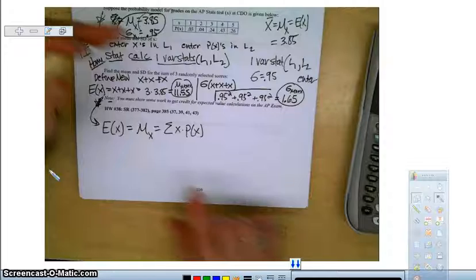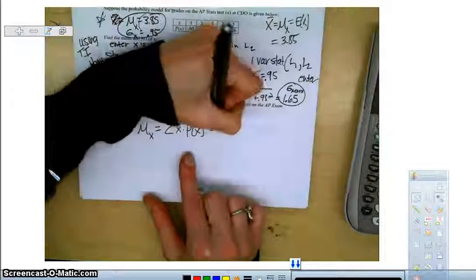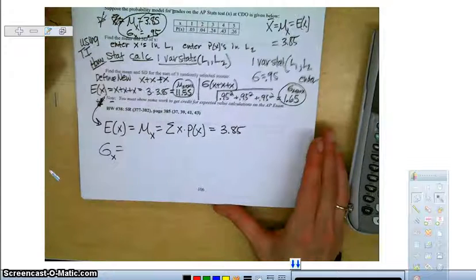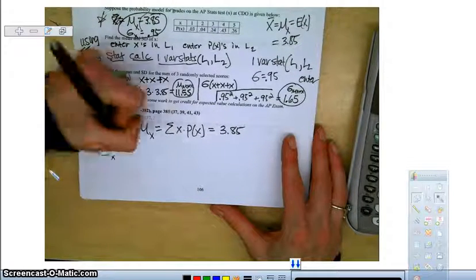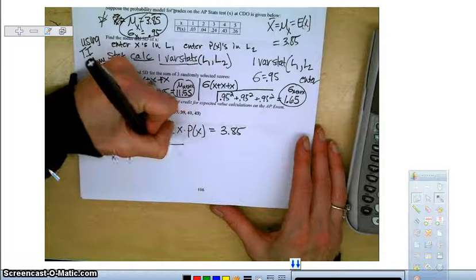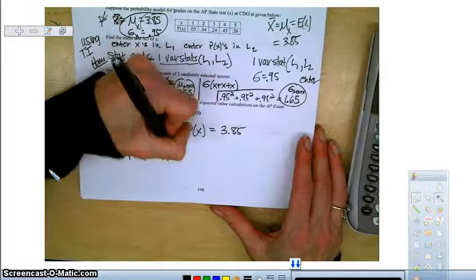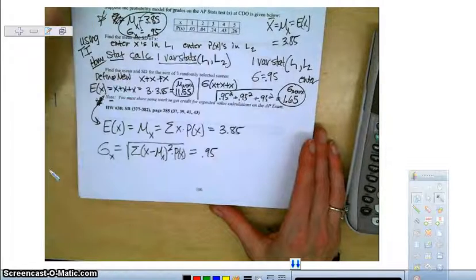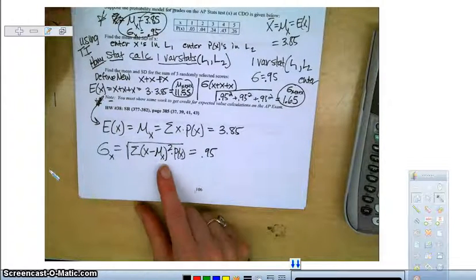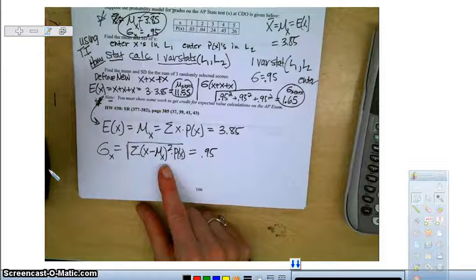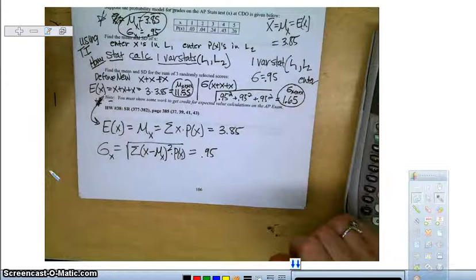You'd have to write that down, and then you could just write it equals 3.85. And then you'd have to write the formula for the standard deviation of X, the square root of the sum of every X minus mu of X squared times P of X, and then write that that is 0.95. These are formulas that are given to you on the AP notes page, so you don't have to memorize them. You just have to remember to write the formulas down if you're going to use your calculator to find that.